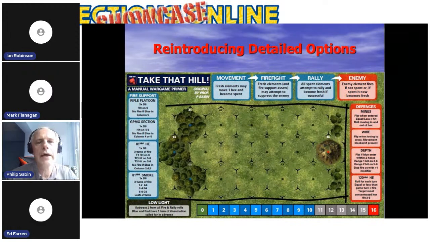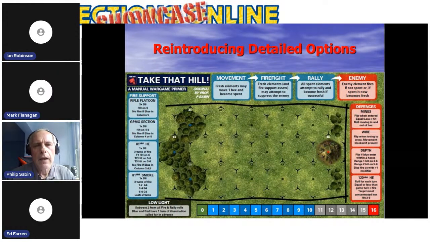Just quickly finishing from my section. Since Take That Hill was first published by me and then a developed version, as you'll hear, by Ed Farren at Sandhurst, we've tried to reintroduce elements that were cut out from that boiled down version in order to give a bit of added depth. Ed will talk shortly about the additions he's made, which you can see summarized there, bringing back in things like mortars and machine guns and smoke and wire and so on, many of which were included in my earlier game but cut out for simplicity's sake.